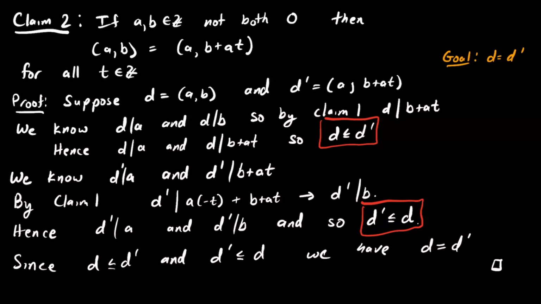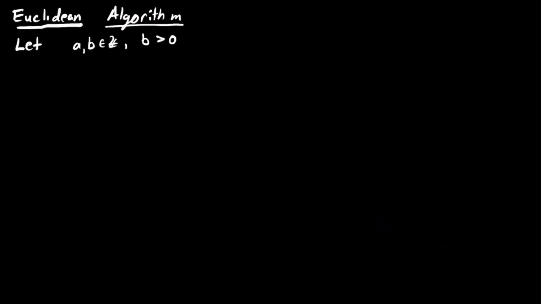So we'll get to the algorithm now. We're finally ready to talk about our Euclidean algorithm. So first we'll talk a little bit about how the algorithm works. We'll give a proof that it actually does what it's supposed to do, and then we'll do a few numerical examples.